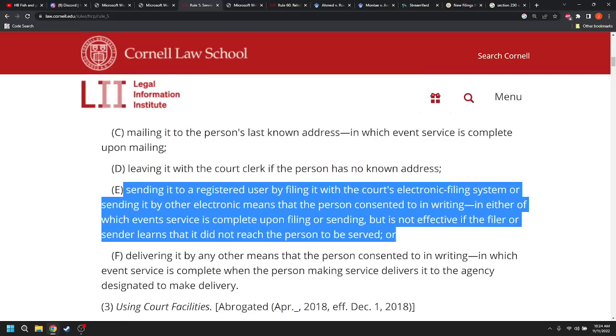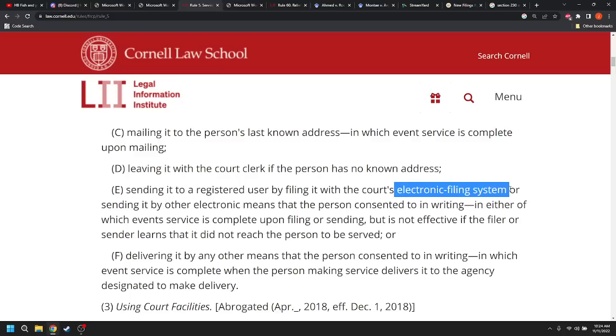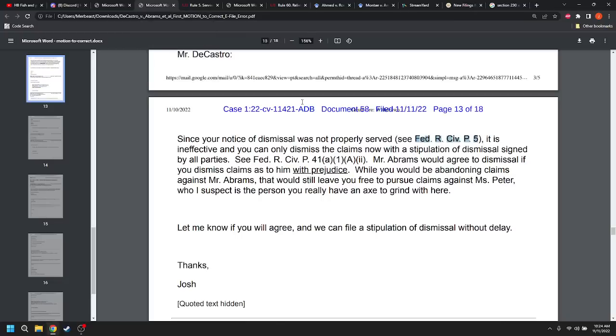where Chili, where Josh's attorney is doing this, is that he wants it ECF now, or by other electronic means that the person consented to in writing. So he's not accepting it via email, I guess. Which, I mean, turnabout's fair play. If Chili's being a dick, then I guess Josh Garrick can be a dick.